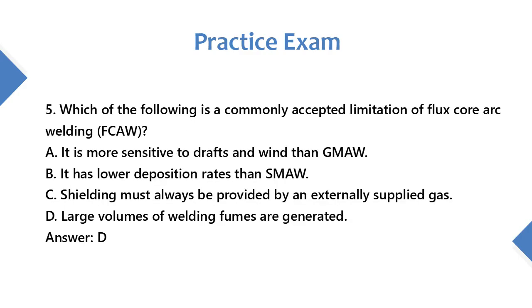5. Which of the following is a commonly accepted limitation of flux core arc welding, FCAW? A. It is more sensitive to drafts and wind than GMAW. B. It has lower deposition rates than SMAW. C. Shielding must always be provided by an externally supplied gas. D. Large volumes of welding fumes are generated. Answer: D.